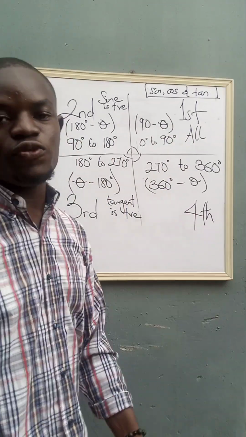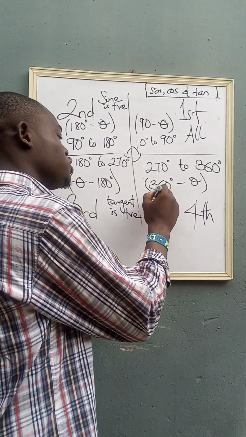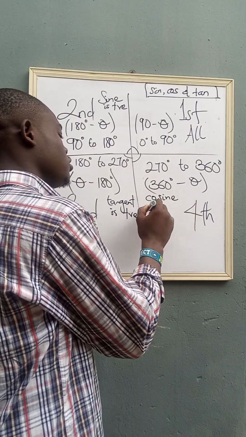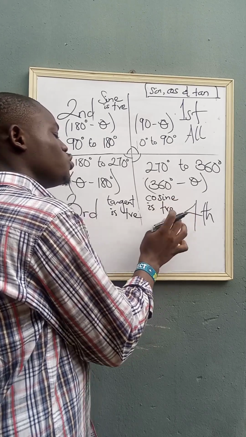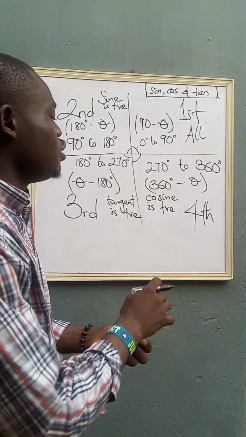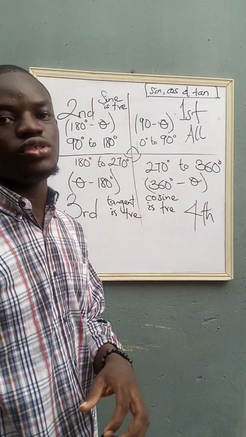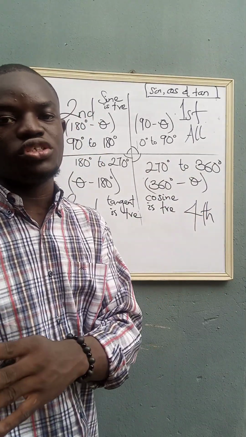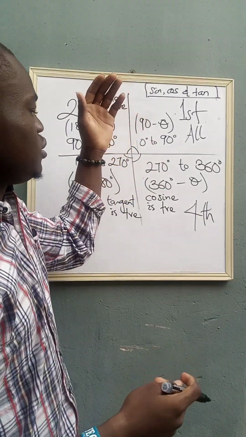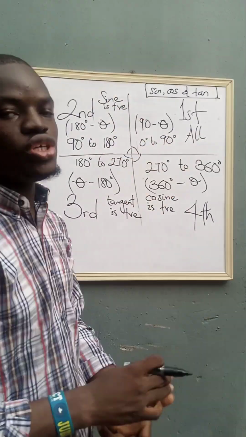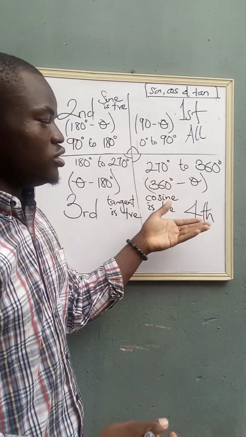And finally, for the fourth quadrant here, you have cosine to be positive. So it's just cosine here that is positive. That means the cosine of angles ranging from 270 degrees to 360 degrees will give you a positive answer, while the sine and the tangent will give you negative answers for the fourth quadrant.